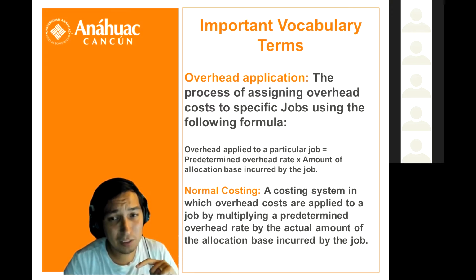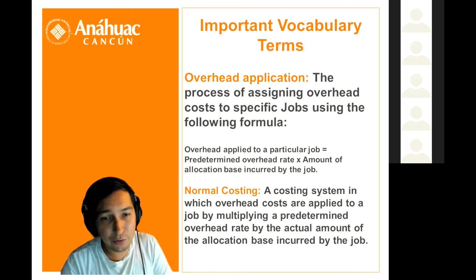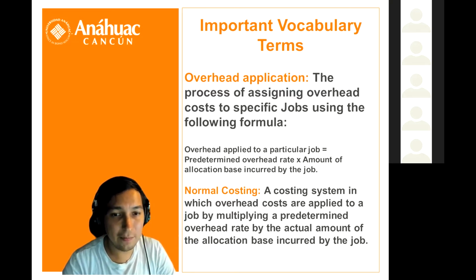But then we have normal costing, which is a costing system in which overhead costs are applied to a job by multiplying a predetermined overhead rate by the actual amount of allocation base incurred in the job. So I think that's what we are doing. I just don't know that we had put a term to that yet. So normal costing is what we've been doing.